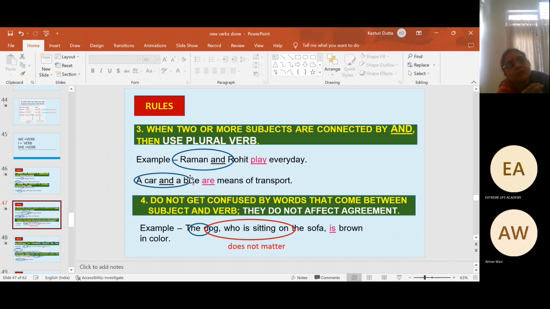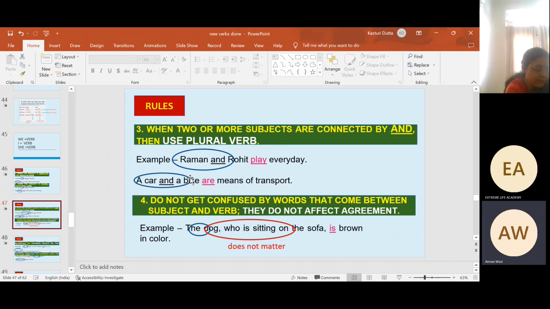Whenever you are saying these are the most cheapest means of transport, that means why are you using "are"? Because this is the plural subject. Yes, because more than one. So you have to understand how many subjects you are using in a sentence. That is very important.